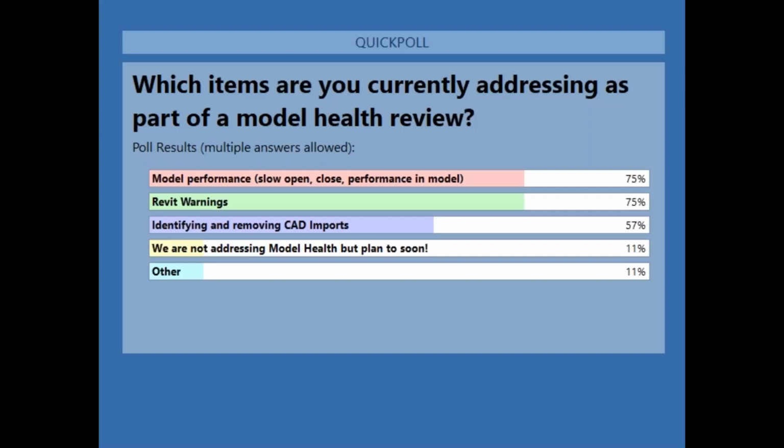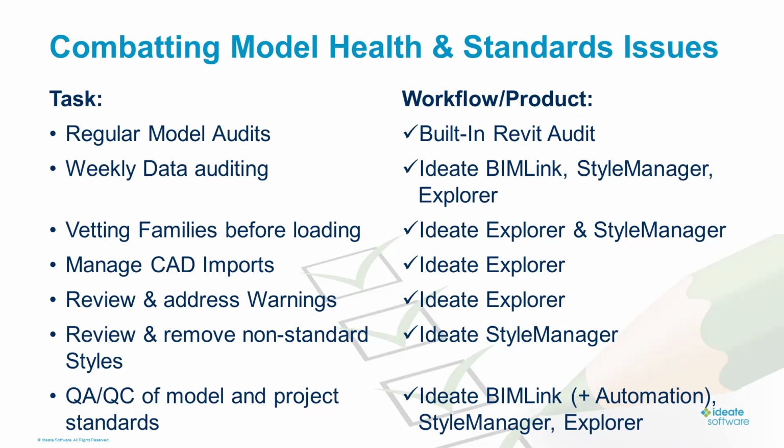All right, and then finally here, just looking at workflow and product in terms of how we can help combat these issues. Don't forget, periodically, when you go to open your file, click that audit button in Revit to do an audit. You can also compact the central file. That really helps kind of clean things up. But in terms of weekly data auditing, BIMLink, Style Manager, Explorer, great for that. For vetting families, Explorer and Style Manager, great product, for those types of tasks.